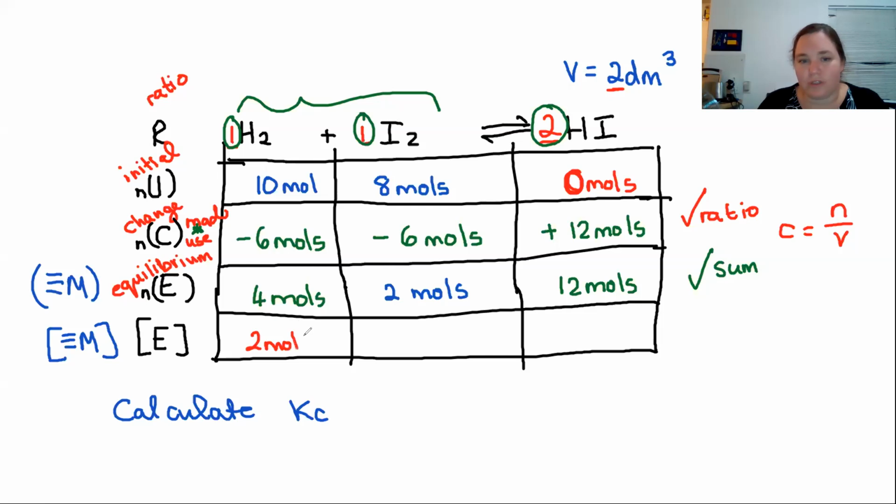You don't have to put all your units in here. Just for the record, I'm putting all of the units in. You don't need these. 2 moles per decimeter cubed, 1 mole per decimeter cubed. And this is 12 divided by 2 is 6 moles per decimeter cubed.